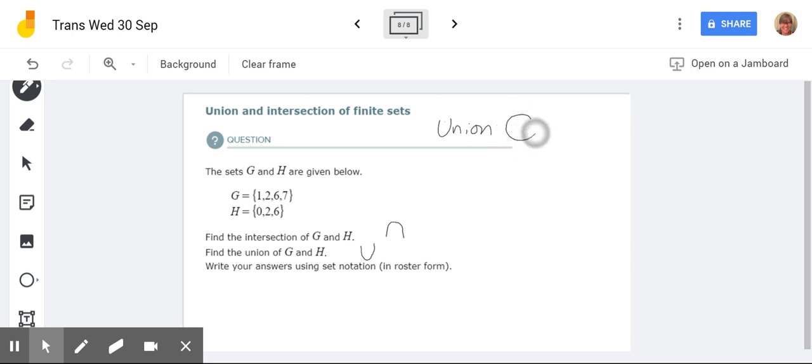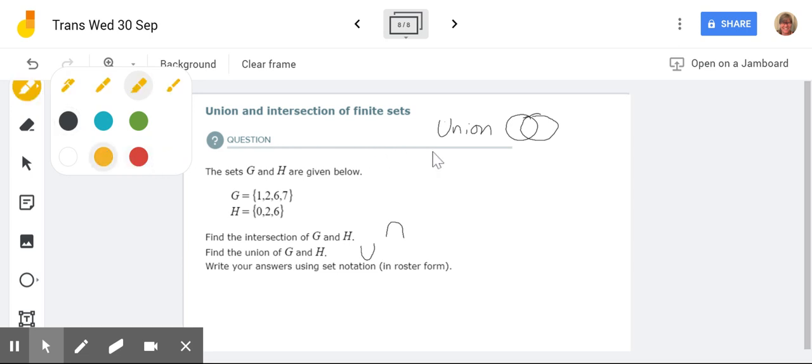Union means you're going to list everything. It's all going to be there. Whatever's there, it's all there. It's everything in here, everything in here, everything in here.